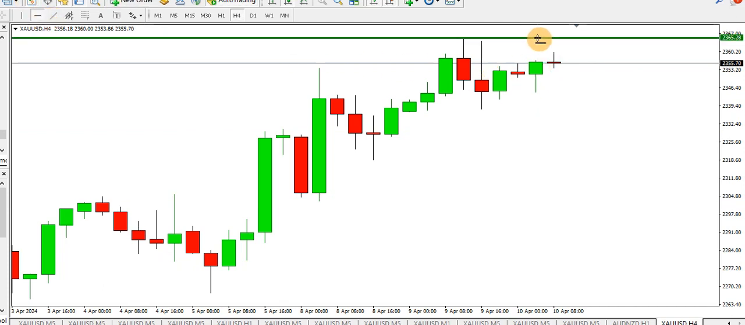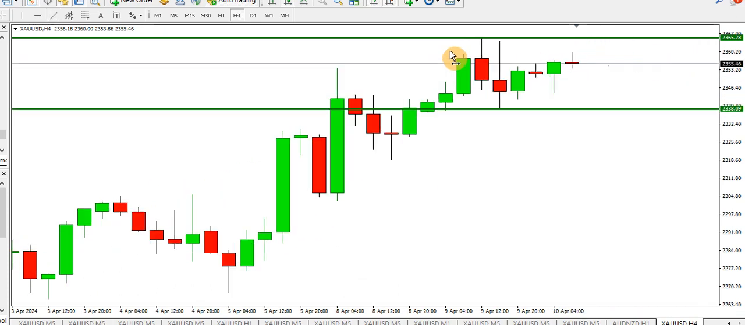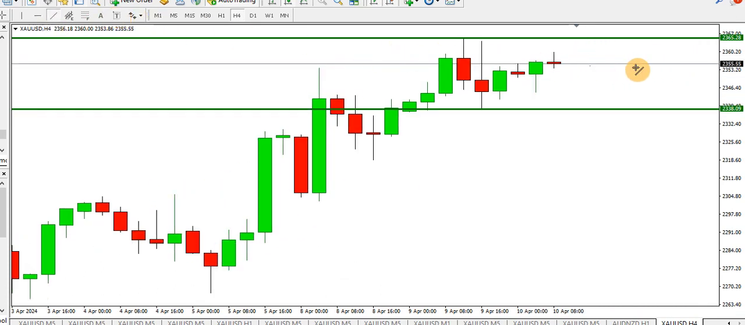Price of gold is ranging. This is the range top, and this is the range bottom. So we might want to wait for price to break upwards, above the 2365 level for the trend to continue, or break below the 2338 level.